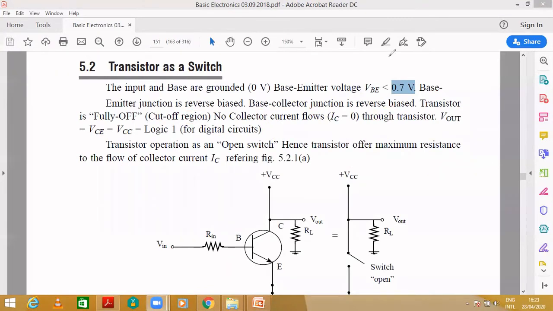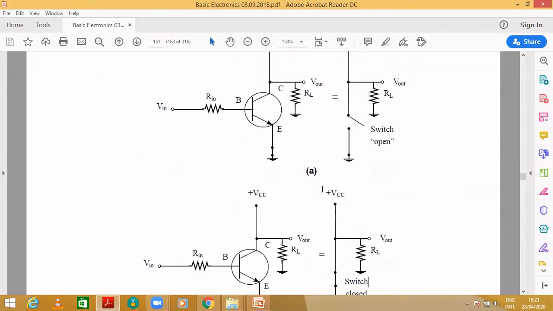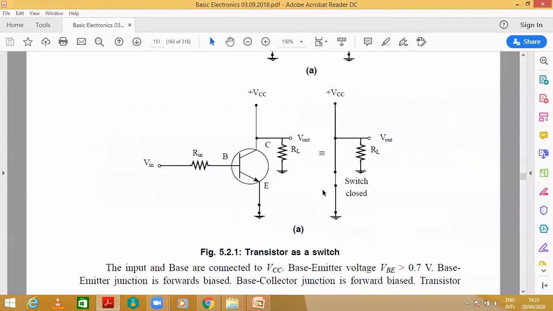Now the transistor acts as an off switch. Next, the switch has another state, the on state. To make the transistor an on switch, the base emitter junction will be forward biased, and the base collector junction is also forward biased. When this is forward biased, the transistor acts as a closed switch. Why is it so?